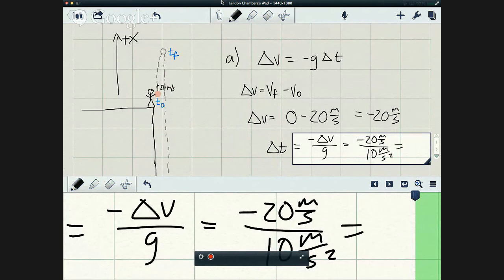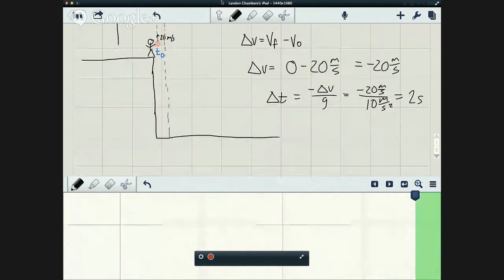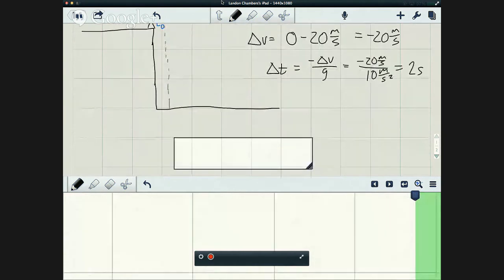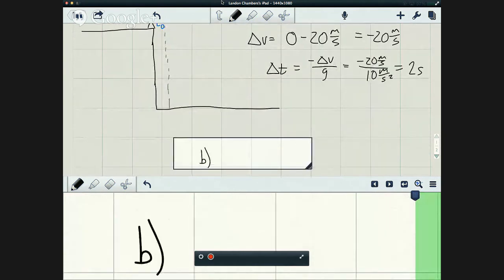So this is going to be equal to 2 seconds. All right, it takes 2 seconds to get to the highest point. Next question: how high does the ball have to go? How high does the ball go?